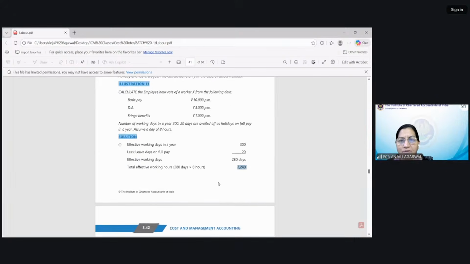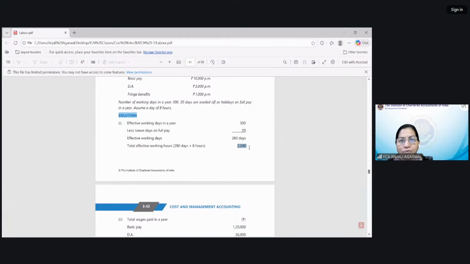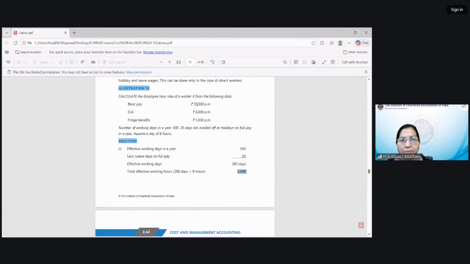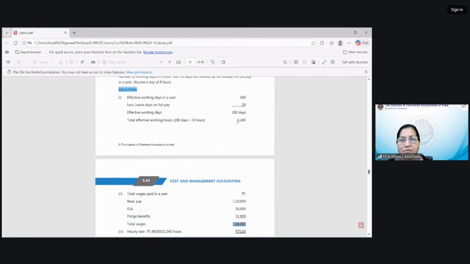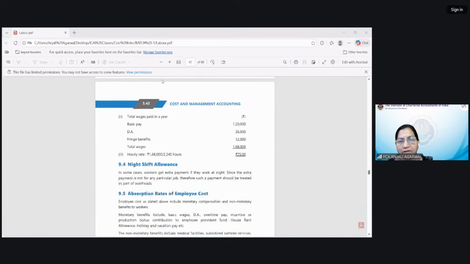So he will be giving an output for 2,240 hours, though he will be paid for the entire 300 days. So calculate his annual earnings. 10 plus 3, 13 plus 1, 14. 14,000 into 12 is his yearly earning, 1,68,000. And 1,68,000 will be divided by 2,240. Not by 300 into 8, not by 2,400, but by 2,240. So that will give you the effective hourly earnings.